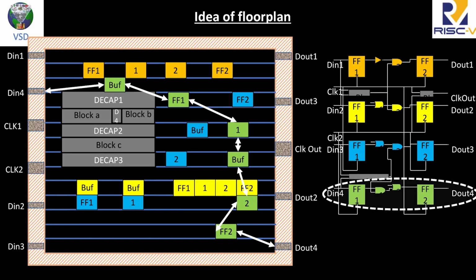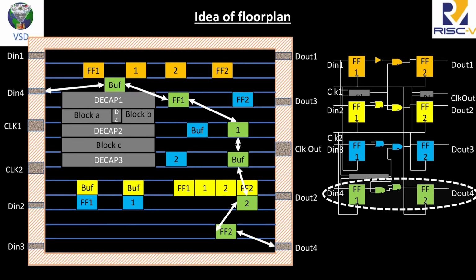So if data has to transfer from Din4 to Dout4, it has to pass through a chain of buffers, and that makes the latency a bit longer. Another example: from Din2, if it has to go to Dout2, the signal has to travel a distance, since Dout2 is somewhere over here. So it will take some time to reach from one point to the other. These are a couple of things that you need to take care of.